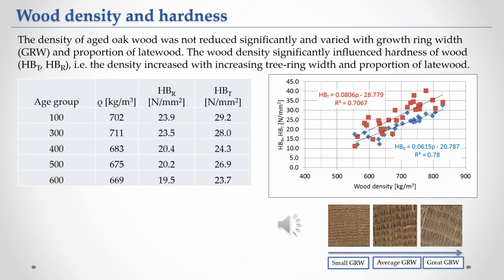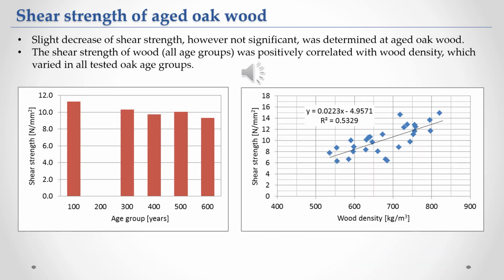The density of aged oak wood was not reduced significantly and varied with growth ring width and proportion of plate wood. The wood density also significantly influenced hardness of wood in radial and tangential direction. A slight decrease of shear strength, however not significant, was determined also in aged oak wood. The shear strength of wood was positively correlated also with wood density.